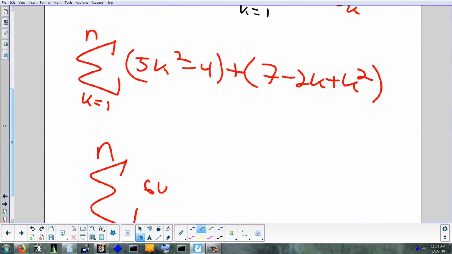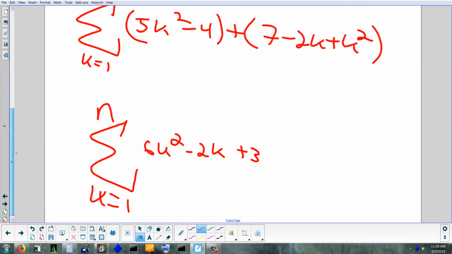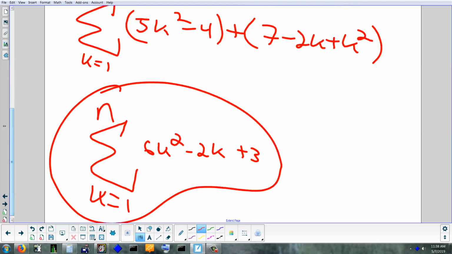So 6k squared, that looks good. Yep, minus 2k, that's good. Plus 3, yep. So if you had to do the problem above, it's a little bit simpler to just do this problem. Still a lot of work? Yeah, depends on how high n is. If n is in the millions, yeah, you're going to be here forever. All right. But at least we found a simpler way to write it.